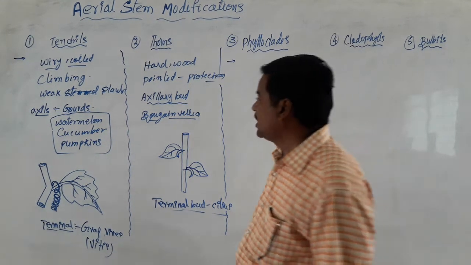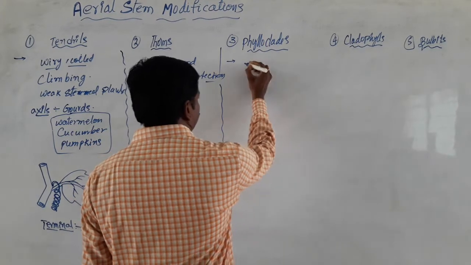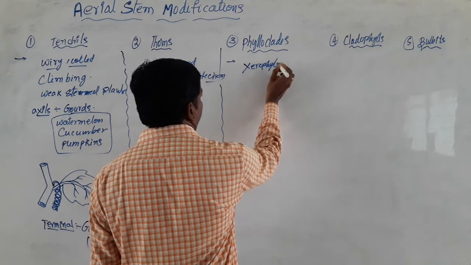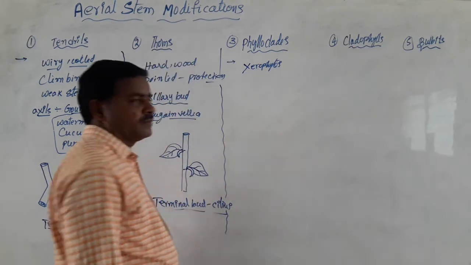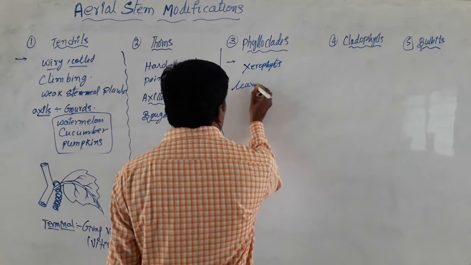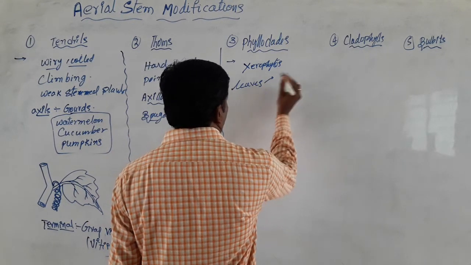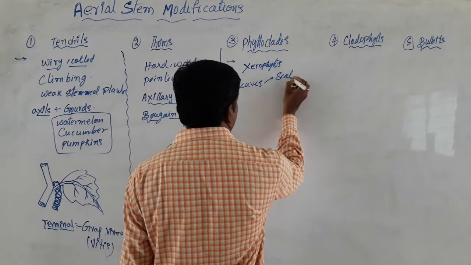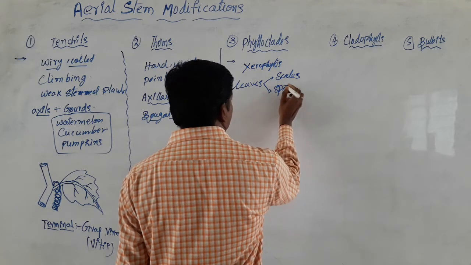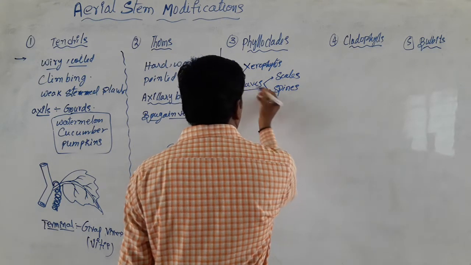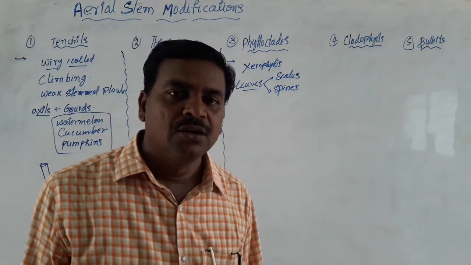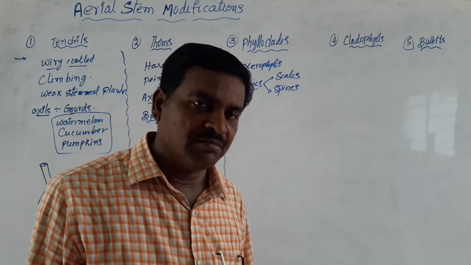Okay. Generally, these phylloclades are present in xerophytes. In xerophytes, leaves may be converted into scale leaves or spines. Why are leaves modified into spines or scale leaves in xerophytes? To control the rate of transpiration.